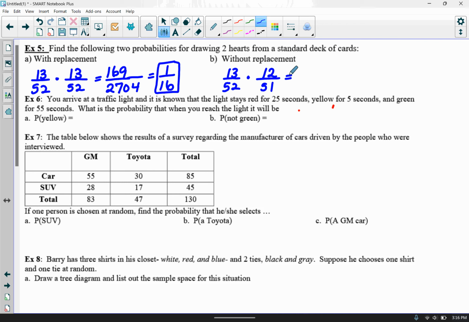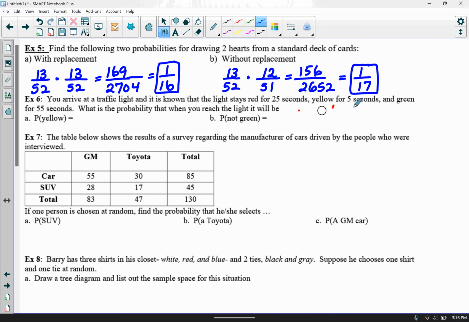So now when I go to multiply straight across, I have 13 times 12, which will give me 156. And then on the bottom, 52 times 51 will get me 2652. Reduce, and you should land at 1/17. Final answer.